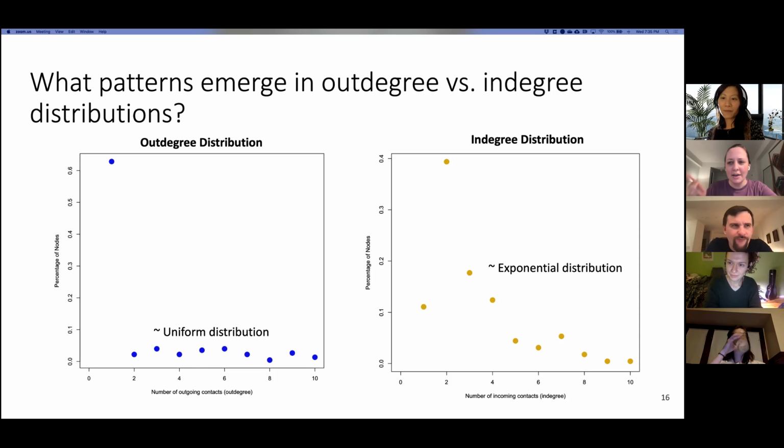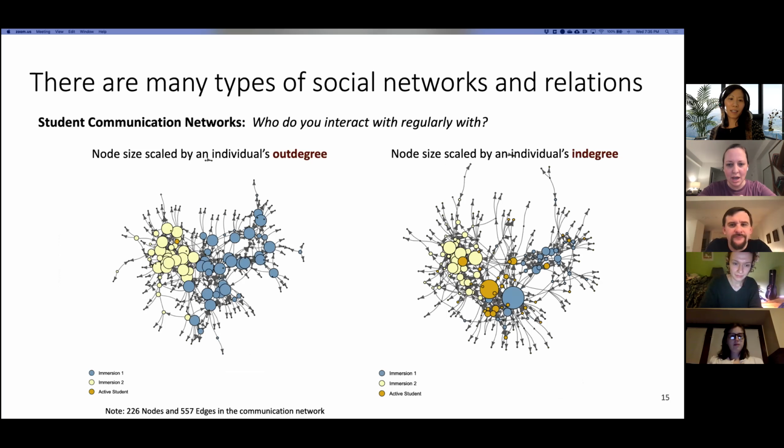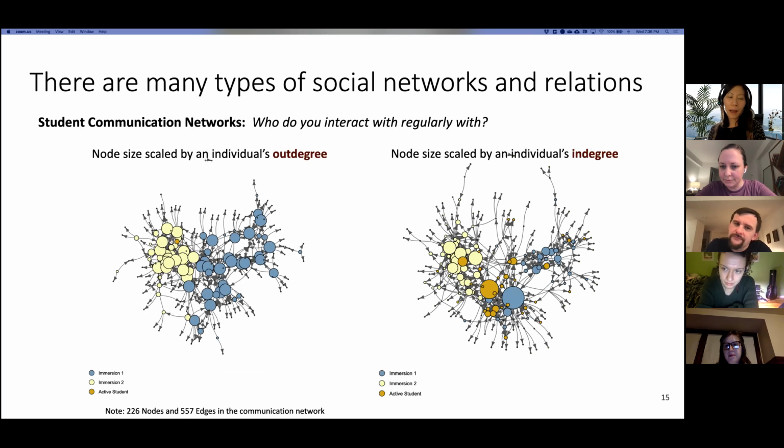Yeah. Sorry, if you can go back to the previous slide. I'm just curious why the clusters appear different? Yeah, it's a good question. I didn't really go into it.